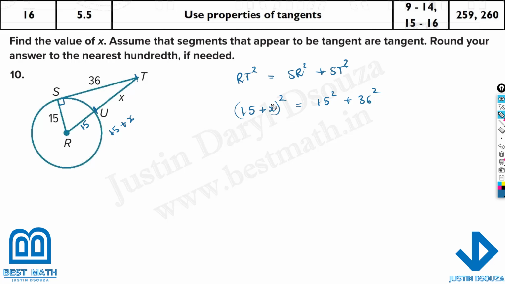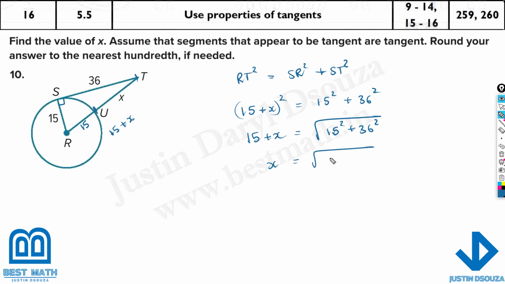Here we can use the whole power 2, (a plus b) the whole power 2, expand it and then solve it. But the easier way would be to just take the square root on the other side. It'll be 15 plus x is equal to the square root of 15 squared plus 36 squared. And we can simplify this easily in the calculator and subtract 15. This 15 goes to the other side. That will be the answer. I'll just write that step as well.